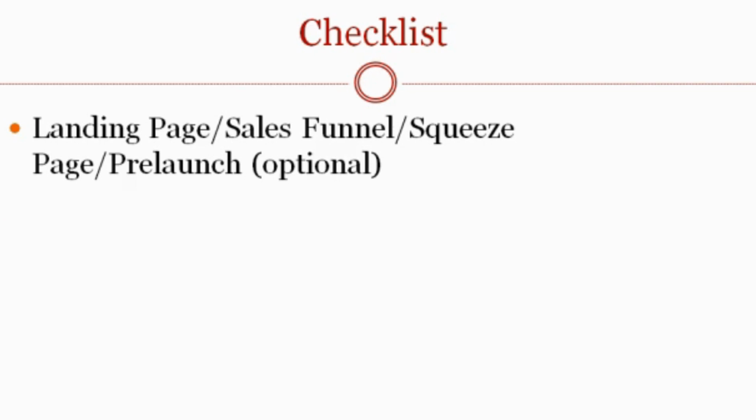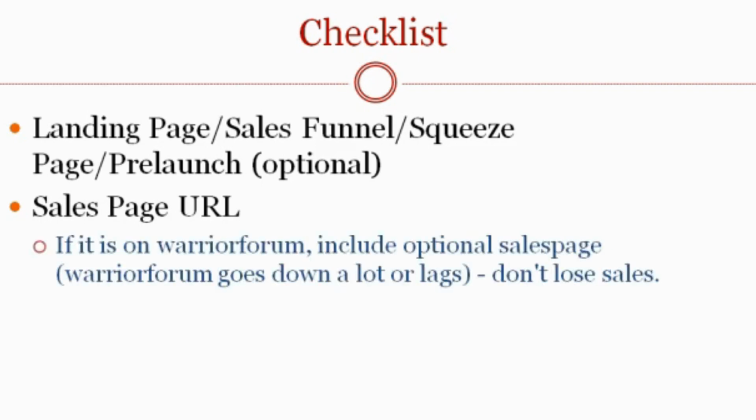And of course, you're going to need to have some sort of landing page, which is an option. You don't have to have a sales funnel, squeeze page, or pre-launch page, but that is an option if you want to do that. Otherwise, if you leave that blank, it'll default to the sales page URL. And if your sales page is on the warriorforum.com as a Warrior special offer, Warrior Forum tends to go down or lag a lot. So if your sales page lags, then you're going to lose sales. If it is on the Warrior Forum, then you can also include an optional sales page, which is a really, really cool feature.